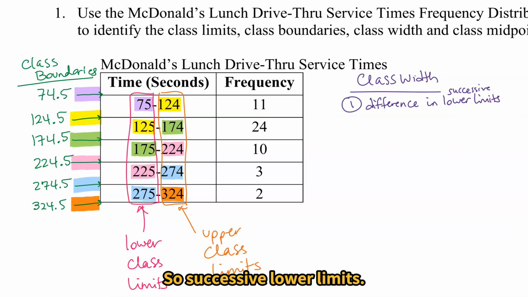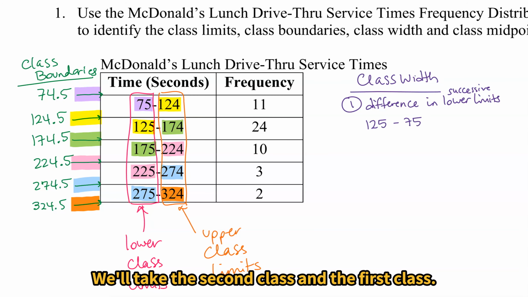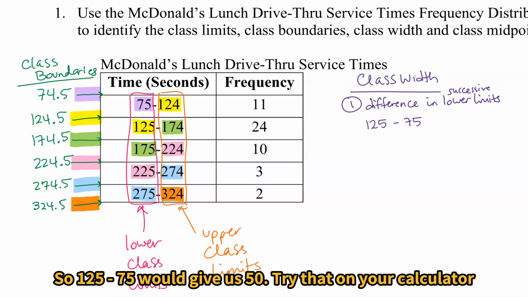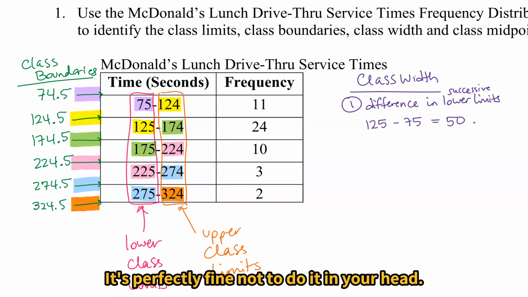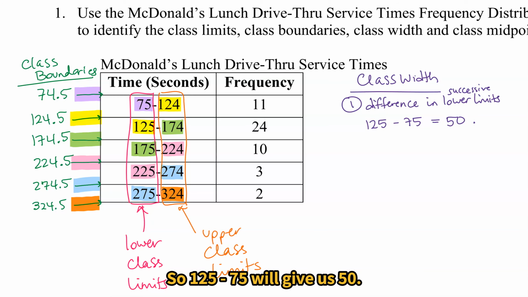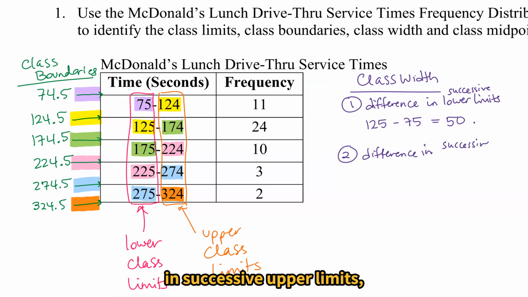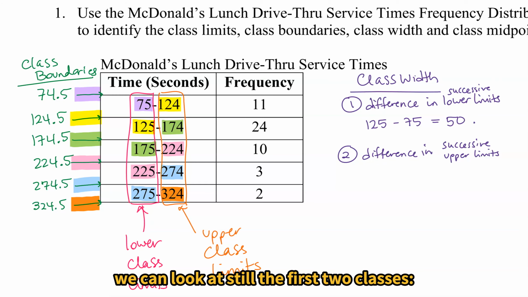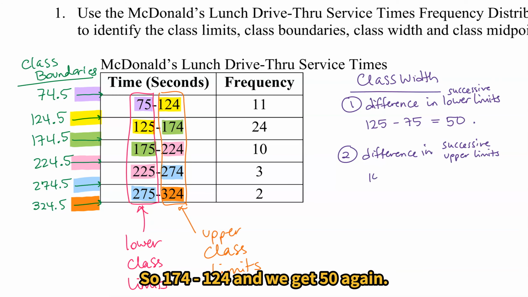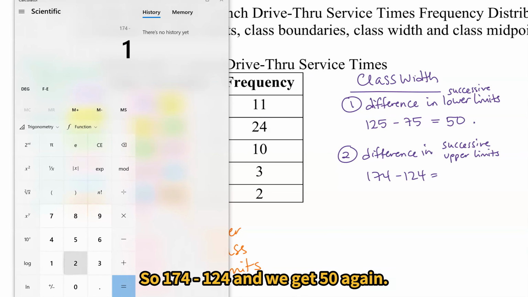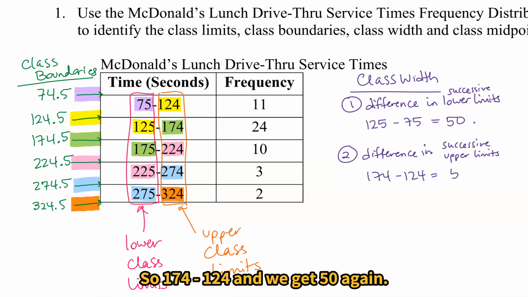So successive lower limits. Let's take 125 and 75. We'll take the second class and the first class. So 125 minus 75 would give us 50. Try it out on your calculator. If you can't do it in your head, it's perfectly fine not to do it in your head. So 125 minus 75 will give us 50. If we look at the difference in successive upper limits, we can look at still the first 2 classes. So 174 minus 124, and we get 50 again.